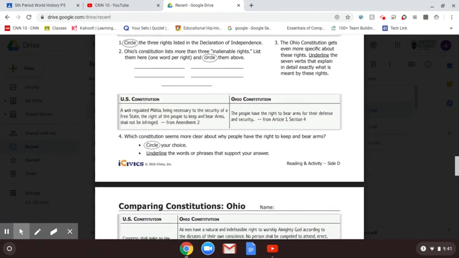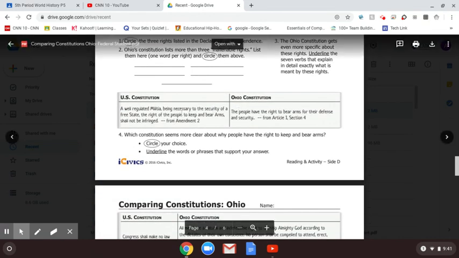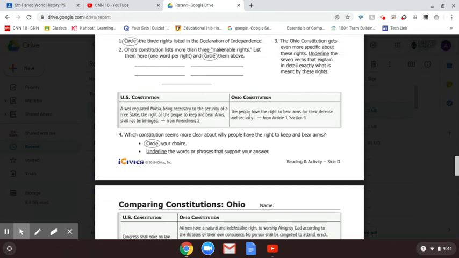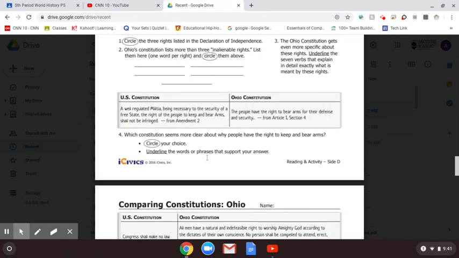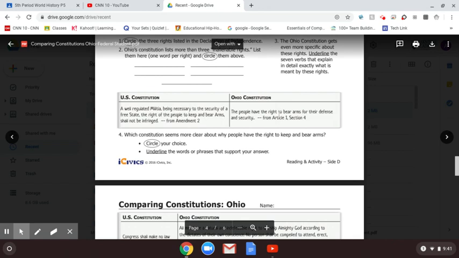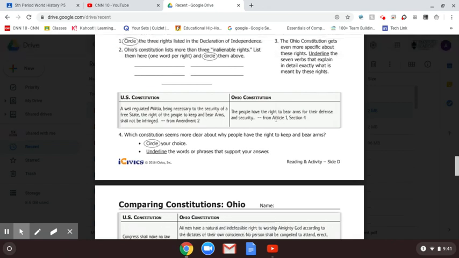All right, the next part. Again, we have U.S. Constitution on the left side, Ohio Constitution on the right side. They're going to be kind of similar, but we're going to compare them now. Which constitution seems more clear about why people have the right to keep and bear arms? So just circle one of them. If you think it's the Ohio Constitution, circle it. If you think it's the U.S. Constitution, circle it. And then underline the words or phrases that support your answer. So if you think it's the Ohio Constitution, circle it and then underline the part that you think helps support that.